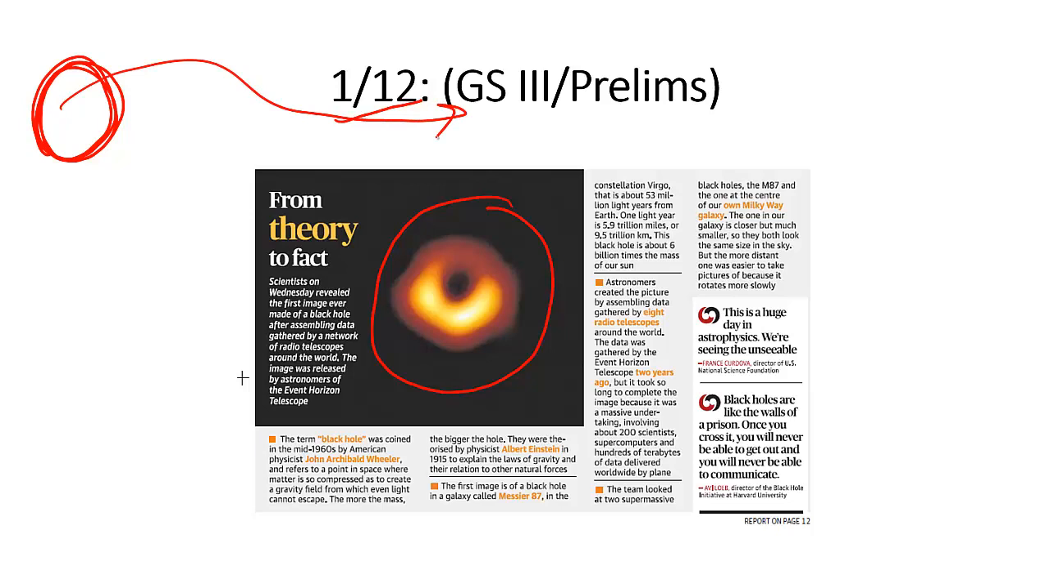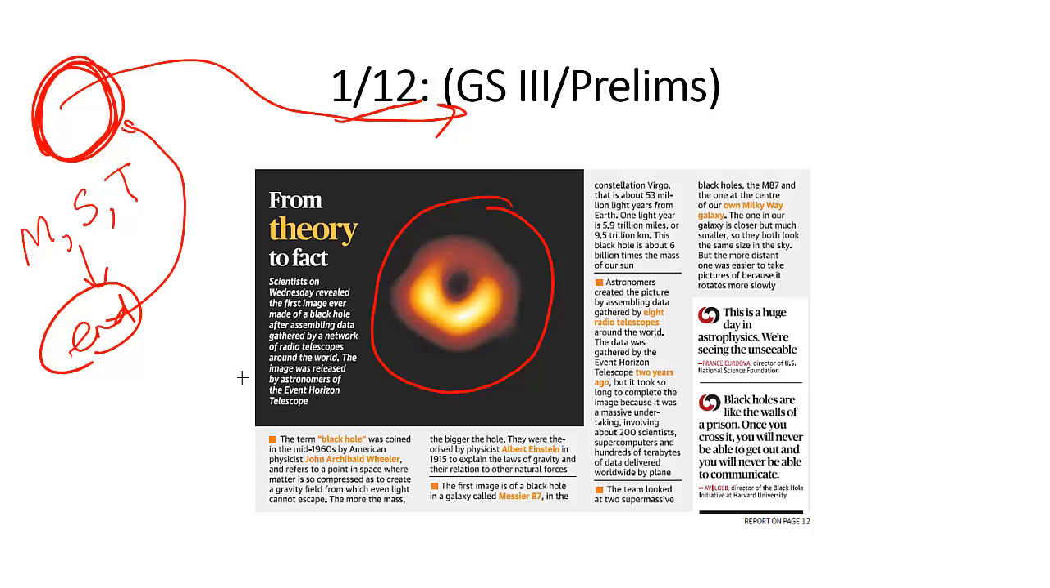According to Einstein, because it was through his equation that black holes emerged, when matter, space and time come to an end, that space is what we call black space. And astronomers have announced that at last they have seen a black hole, which is a space from which even the light cannot escape. But there are some facts which can be important for your prelims. The term black hole was coined by John Archibald Wheeler. The first image of a black hole is of a galaxy, Messier 87, in the constellation Virgo.